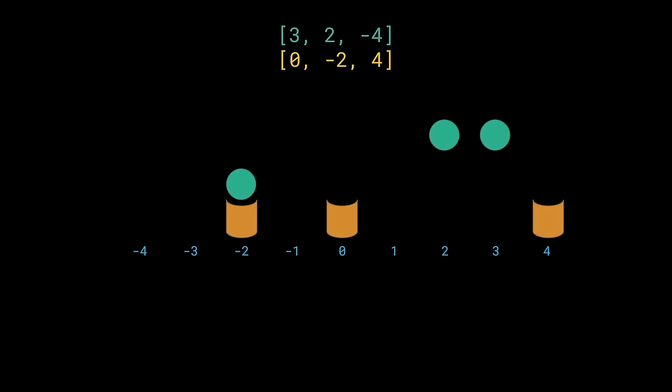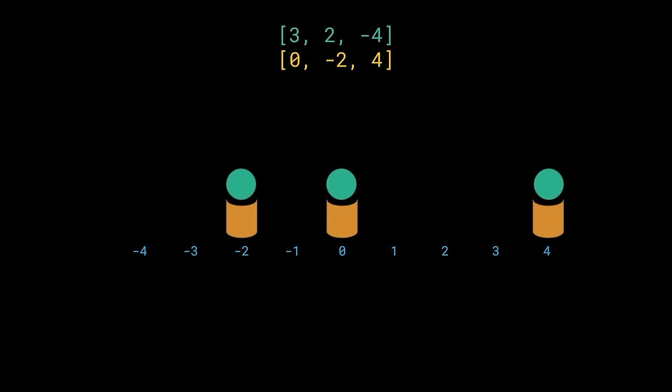And it'll take a total of 2 time because it went from minus 4 to minus 2. Similarly, now we're going to look at the second mice and assign it to the corresponding second hole. The mice moves from 2 to 0, taking again a time of 2. And then we look at the third mice and assign it to the third hole. And so this mice will go from 3 to 4. Now, if you realize what you have done, we have assigned the mice to their corresponding holes.